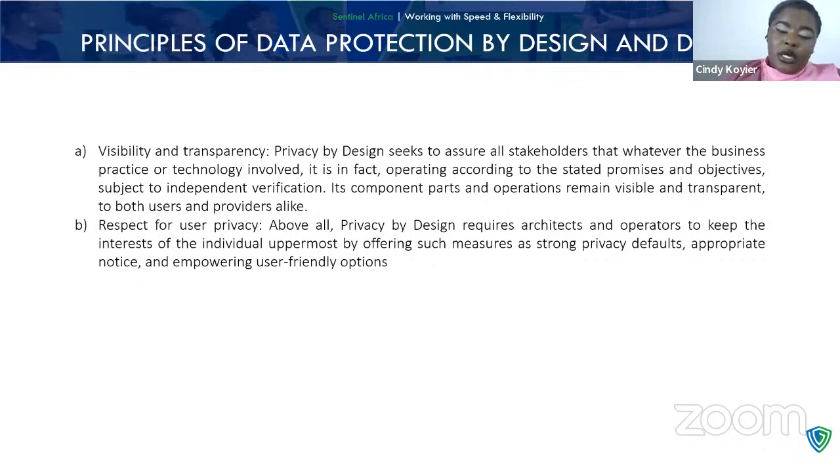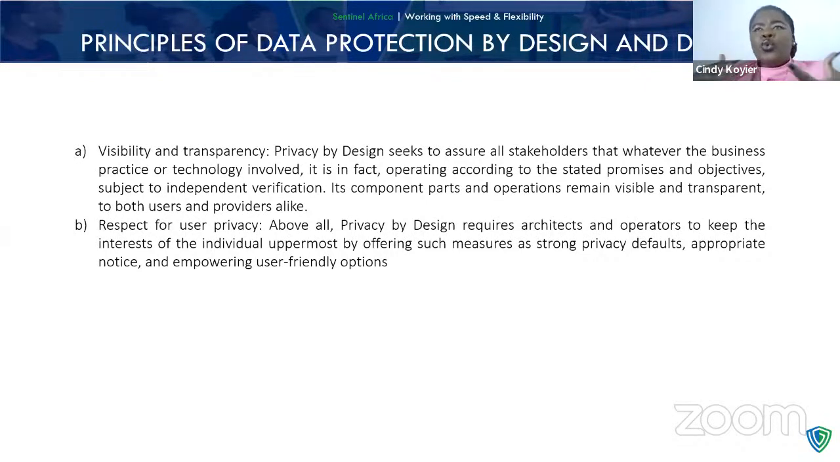And then also, another principle is to respect user privacy. So here we are making sure that within the design, the architects and the operators, whoever is developing whatever we have in mind, whether it be a process or a system, are at most considering the rights of data subjects and their right to privacy. So we are making sure that we are empowering the user, who is also the data subject, and that it is so friendly that they can understand it. It's not unnecessarily complicated. It's in an easy, user-friendly manner.